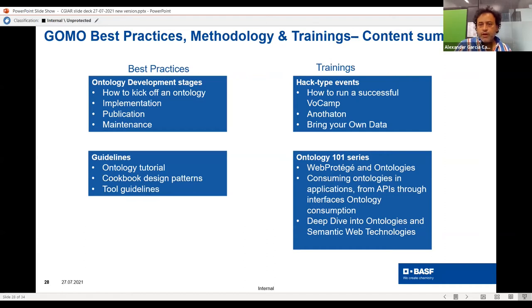a series of ontology 101 events, which are related to, for instance, how to use WebProtege. WebProtege is the editor that we're using, the in-house editor, how to consume ontologies over APIs, and also deep dives into ontologies and semantic web technologies. And these deep dives just help people to get a sense of what ontologies and terminological resources are, what semantic web technologies are, what they are meant to support, what we mean by interoperability, et cetera, et cetera.